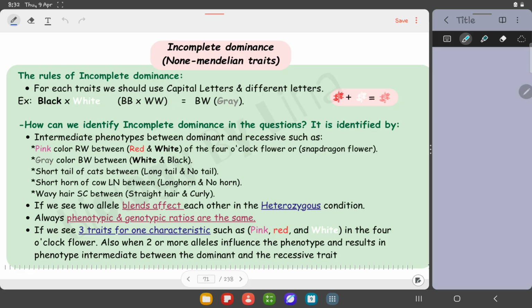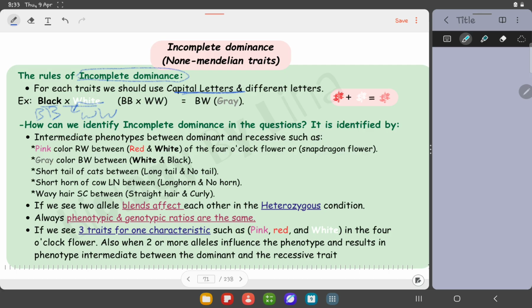Let's take examples of incomplete dominance. First, the rules for incomplete dominance differ from Mendelian genetics and from complete dominance. Here we will use different letters, and we will use only capital letters. For example, if you cross black with white, here we will say that black is B capital, and for the white we will use a different letter, depending on this one, it's WW. It's not like Mendelian genetics. In Mendelian, we said it's b small.